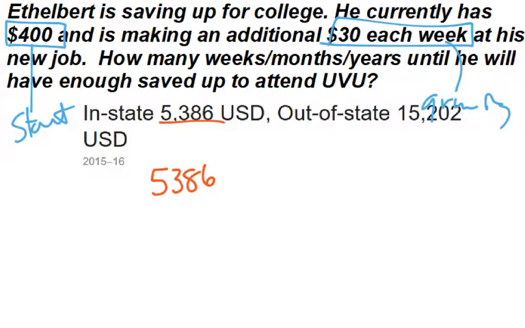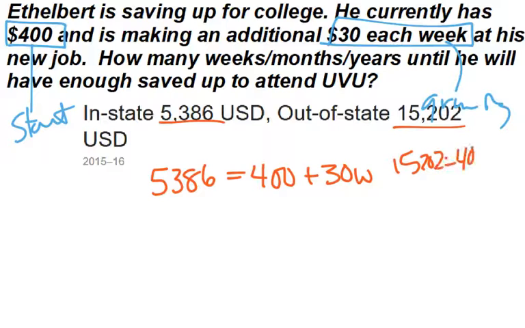Okay, now I'm assuming this is probably just for one term, would be my guess. Okay, and it depends on how many classes you're taking. But we'll just say for one term, okay? Because that's all he needs, maybe. Make it easier for us. So, we know he already has 400. And he's going to add 30 every week, okay? So, if it were out of state, it would still be 400 plus 30W, but it would just look different.